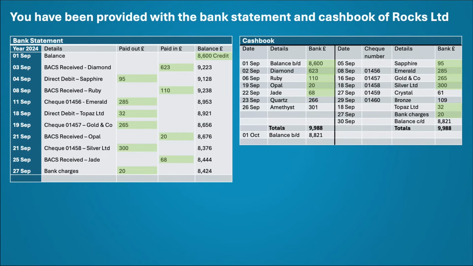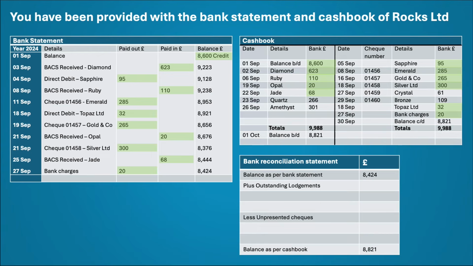So now that we've balanced off the account, we can perform our bank reconciliation. So let's bring up the template for our bank rec. Our bank reconciliation should follow the format that we have on screen now. So we start off with our balance as per the bank statement, which is £8,424, and we can find that at the bottom right of our bank statement. What we then do is add on any outstanding lodgements. Now our outstanding lodgements refer to income that has been recorded within the cash book but has not yet come through on the bank statement.